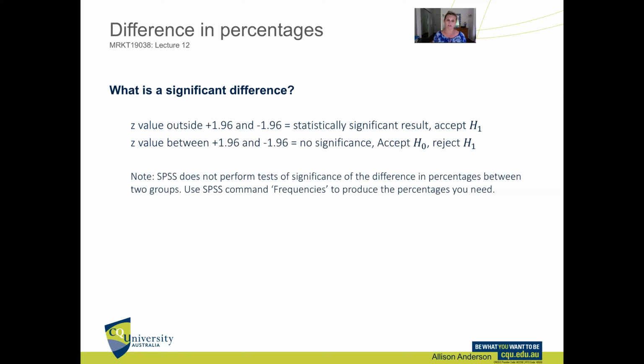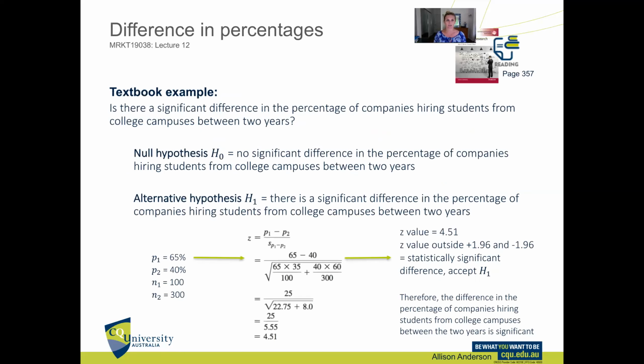If the Z value is between 1.96 and minus 1.96, there is no significance. So you accept that there is no difference, H0, your null hypothesis, and reject H1. And I'll just give you a note too, that SPSS doesn't perform tests for significance of the difference in percentages between two groups. You have to use the SPSS command frequencies to produce the percentages that you need and do that calculation.